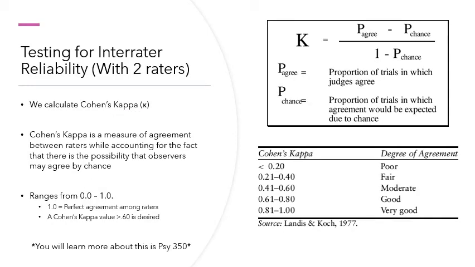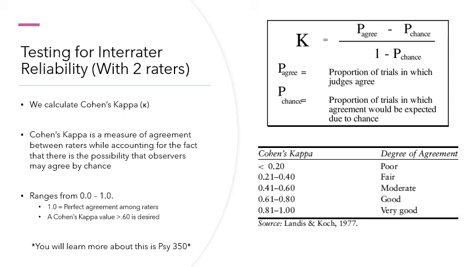The way we measure inter-rater reliability is through something called Cohen's kappa. We're not going to get into the statistics and how to calculate it, although I do give you the calculations here. You're really going to learn a lot more about this in Psych 350. But Cohen's kappa is a measure of agreement between raters while accounting for the possibility that the observers may agree by chance. So it's possible that these observers just sort of got onto the same thing. So it knocks you down for this idea of chance. So it's kind of hard to get perfect agreement between observers.